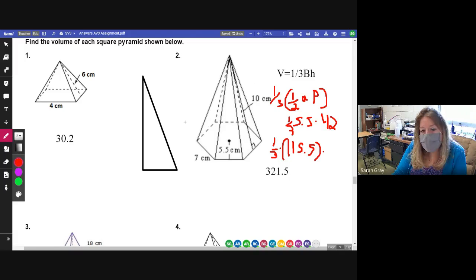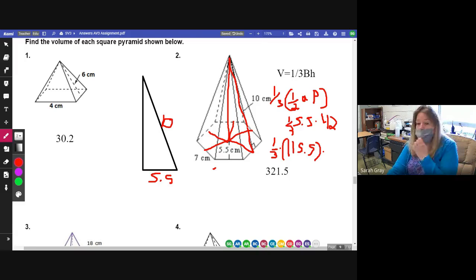So the 10 goes here. And this is like a cutout of this triangle right here. The 5.5 is in the same position on this other side. So it is also an apothem. Every line from the center out to the middle of this hexagon is the same length. So we only need to find the one side. You'll do Pythagorean theorem for that.